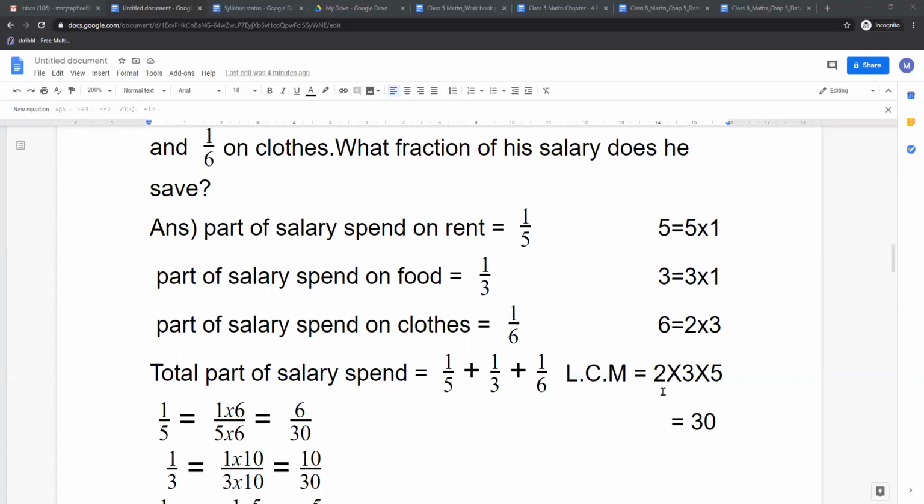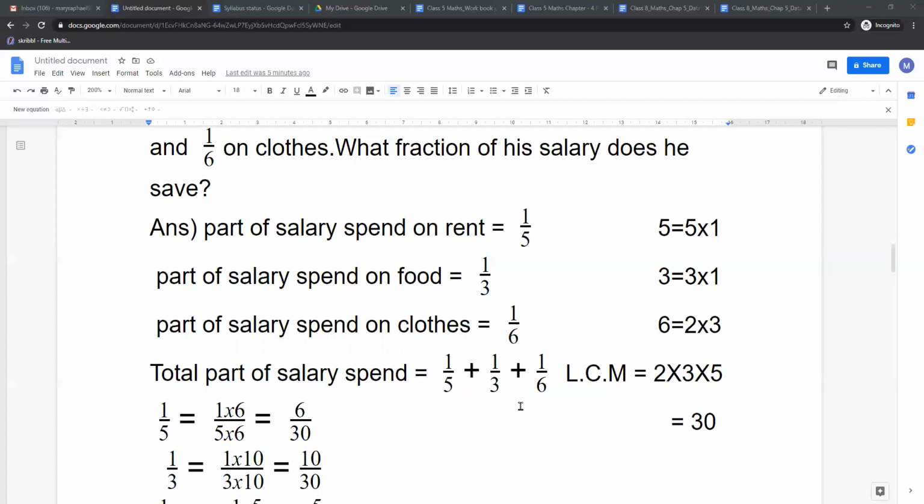So here 2, one time only coming. 3, here also one time, here also one time. In the first number, no. So one time only coming. So here we write 3, and 5 is coming one time in the first number and is not there in the other two numbers. So we have to write one time 5 also. So LCM equal to 2 multiplied by 3 multiplied by 5. That is equal to 2 threes are 6, 6 fives are 30.